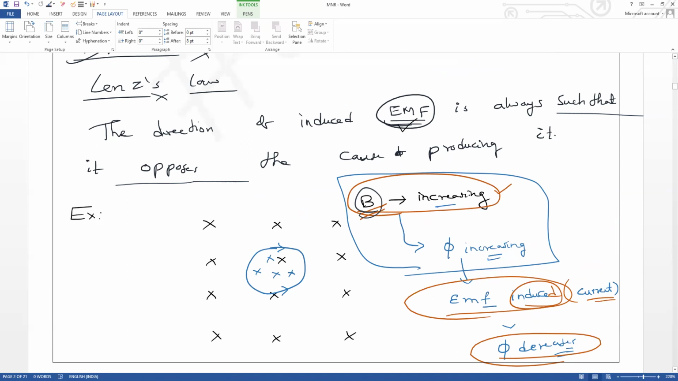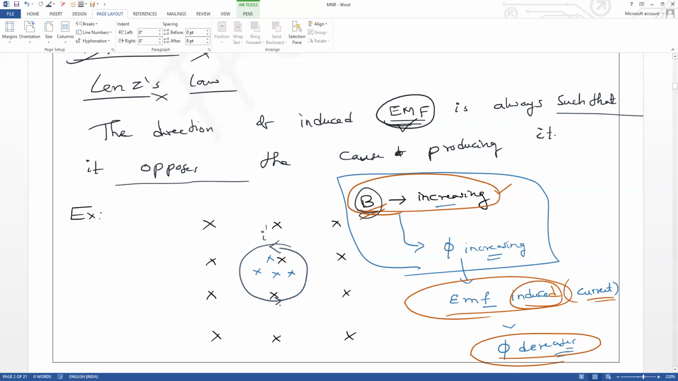It will act in what direction? Suppose if it is clockwise, the same direction it is acting. Now if it is anti-clockwise, because EMF is acting opposite to the cause of producing, what is the direction of induced current? Clockwise or anti-clockwise? Anti-clockwise. The induced current will go in the anti-clockwise direction.